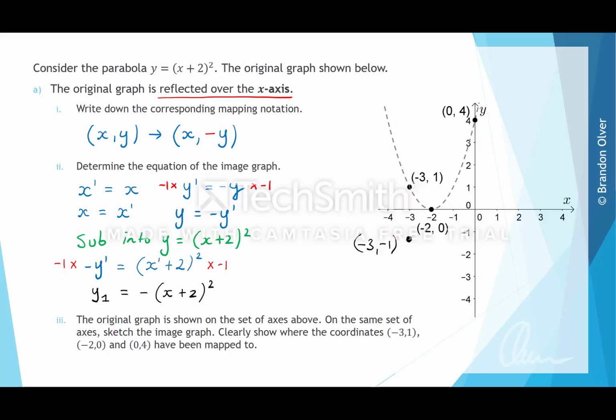For the next one, we have (-2, 0), and multiplying 0 by -1 still leaves it as (-2, 0), so that point remains unchanged. The final point, (0, 4), if we reflect that over the x-axis, it will come down to here, and that point there will be (0, -4). So our parabola is going to look something like this when it's transformed. So that is a reflection over the x-axis for the graph y equals (x + 2) all squared.